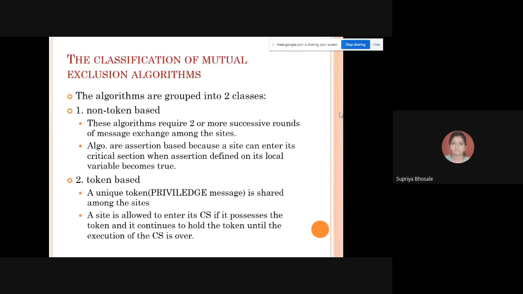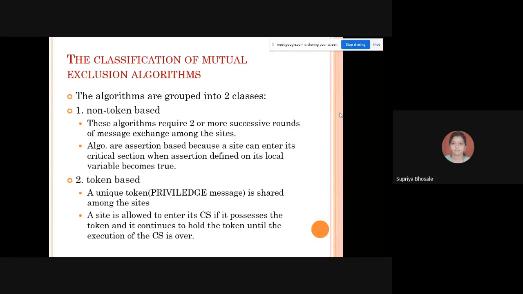Then the classification of mutual exclusion algorithms. So there are two classes for these mutual exclusion algorithms. That is, first one is non-token based and second is token based. So in case of non-token based algorithms, these algorithms require 2 or more successive rounds of message exchange among the sites. And algorithms are assertion based because a site can enter its critical section when assertion defined on its local variable becomes true.